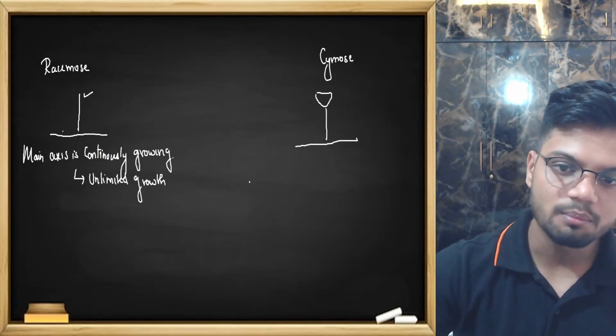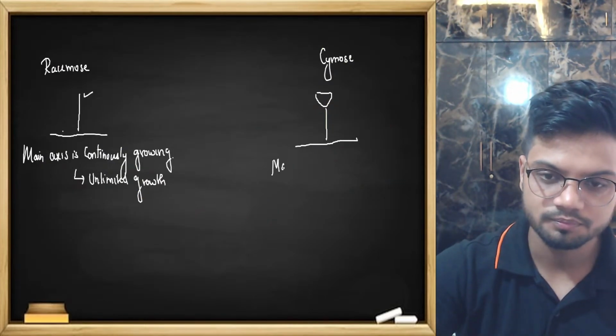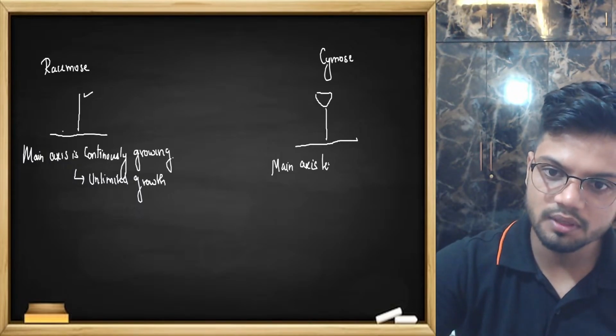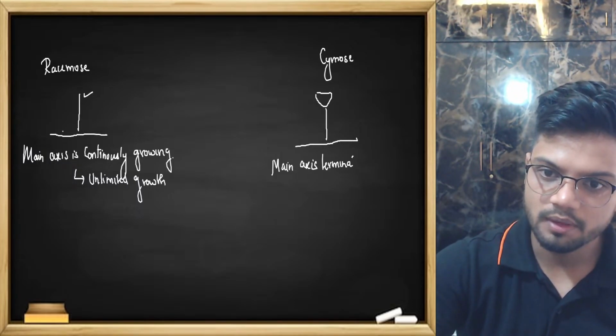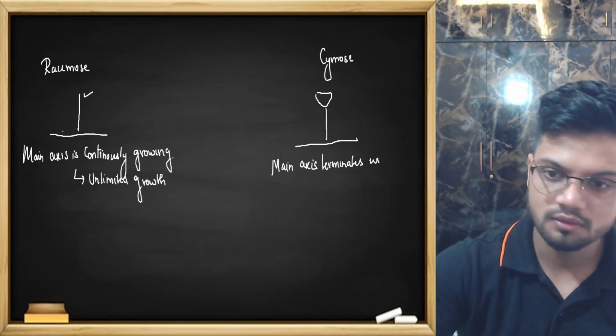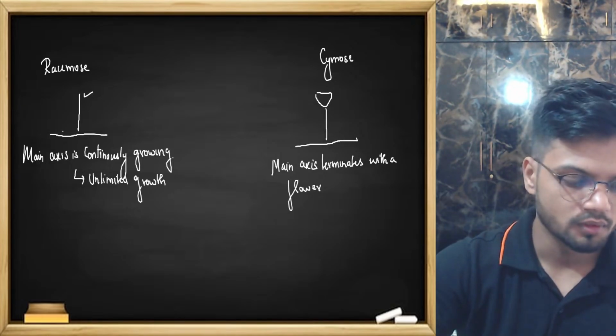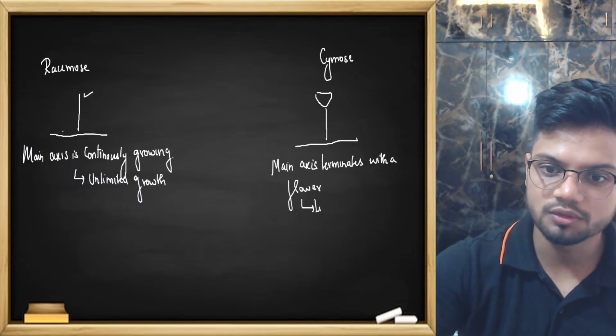For example, the main axis. Understand, friends. The main axis terminates with the flower. And can I call it as limited growth?